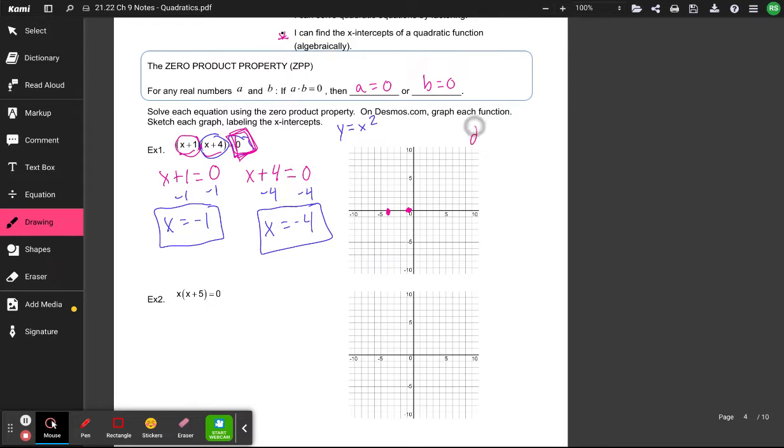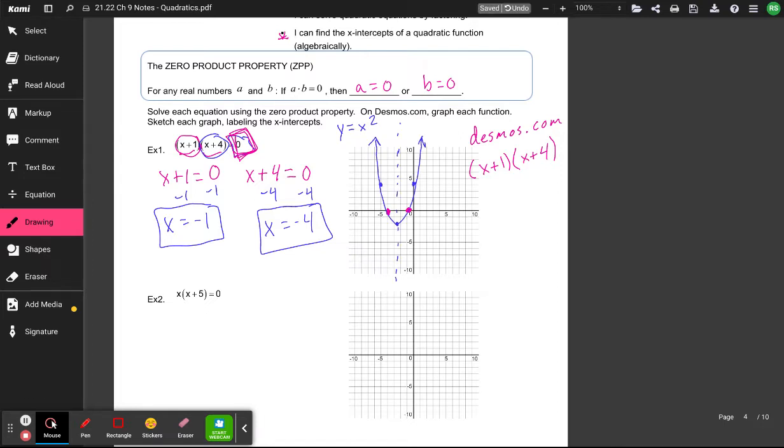Now I'm going to have you go to Desmos. So you're going to go to Desmos.com and click on the graphing calculator. And then where it says start graphing, you're just going to type in x plus 1 parentheses x plus 4. You don't need to set it equal to 0 in Desmos. You just need to type in your quadratic equation. So I want everybody to go ahead to Desmos.com, type in parentheses x plus 1 times the quantity of x plus 4.